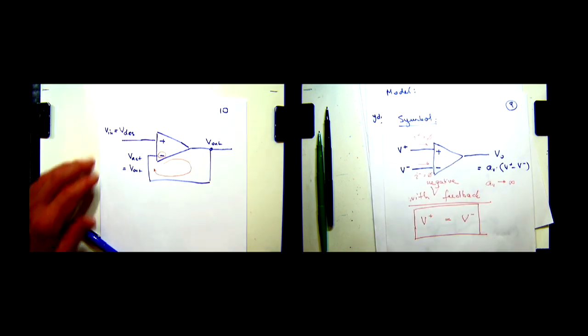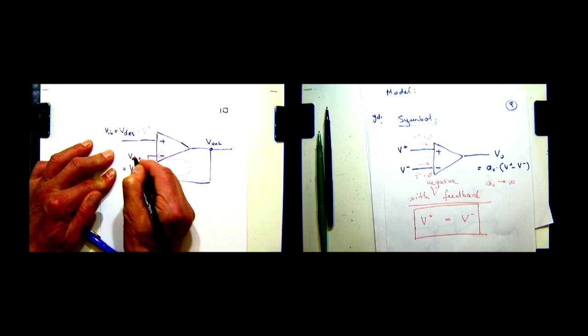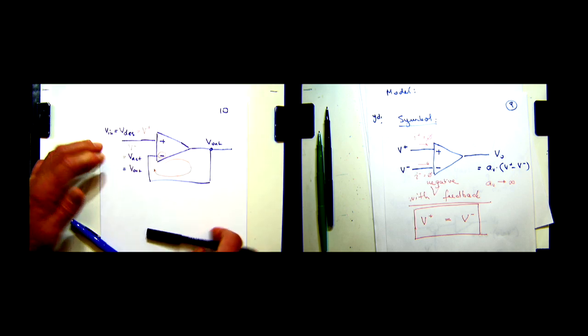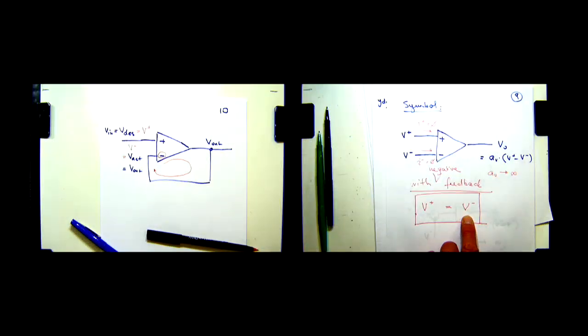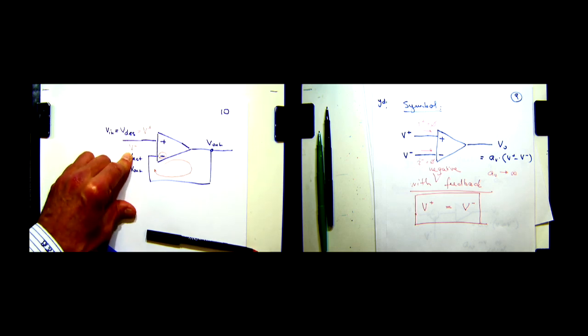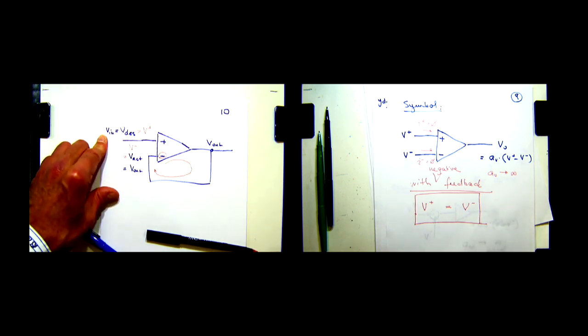If I call this V plus and this one V minus, would we know what V actual is? V plus equals V minus. V plus equals V in. V minus equals V plus, and V plus equals V in.